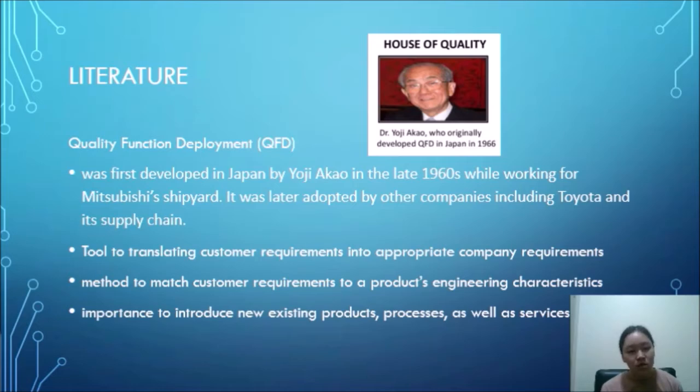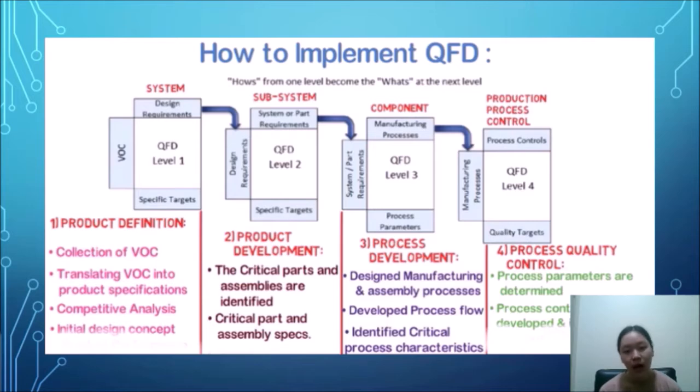Quality function deployment also introduced a method which is known as House of Quality to match the customer requirement to a product engineering characteristic. The importance of quality function deployment is to introduce new and existing products, processes, as well as services. This figure shows how quality function deployment actually works by driving the system level down to the subsystem level, then to the component level, and at last to the product process control level.